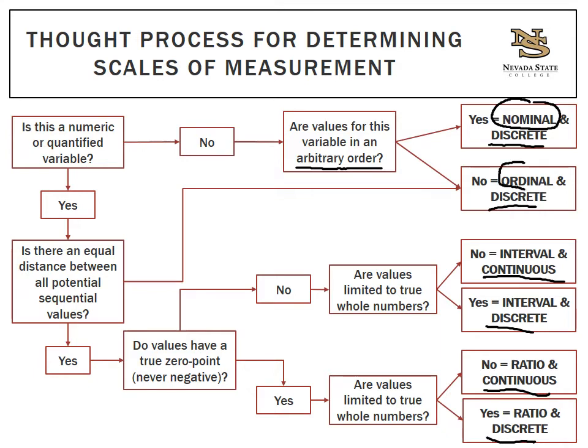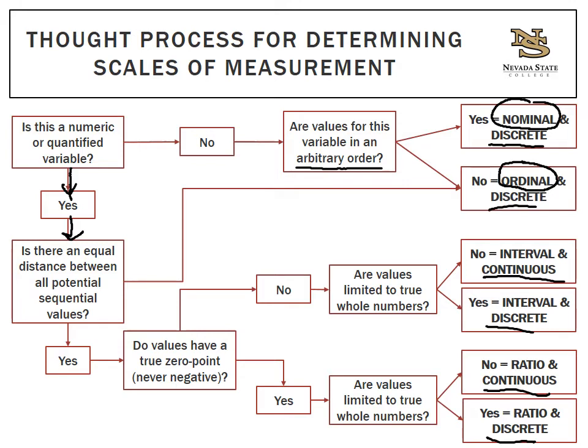Ordinal data typically doesn't look numeric, but it can be. You're placing things in a meaningful order based on rank or position, but it's not a truly numeric variable where you could calculate a sum. A good example of something that looks numeric but doesn't have an equal distance between sequential values would be place in a race. There's not the same distance between first and second place as there is between second and third place.